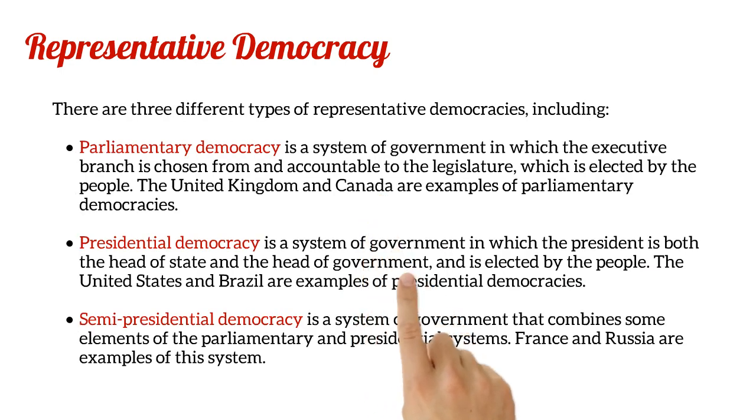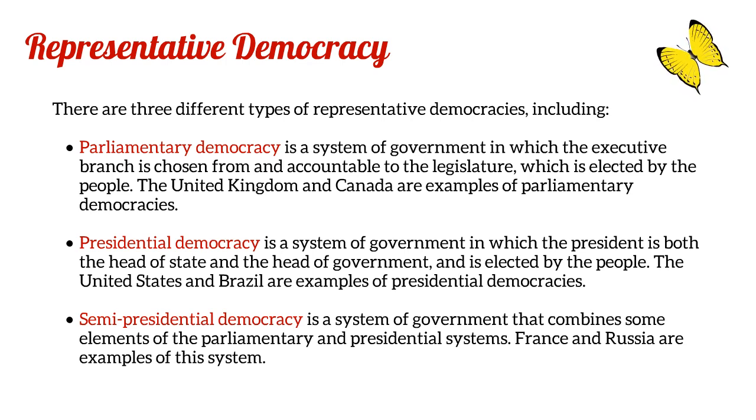There are three different types of representative democracies. Parliamentary democracy is a system of government in which the executive branch is chosen from and accountable to the legislature, which is elected by the people. The United Kingdom and Canada are examples of parliamentary democracies.